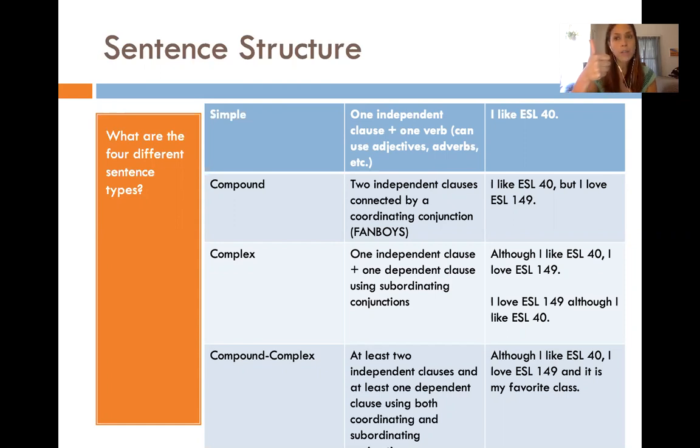Although I like ESL 40, dependent. I love ESL 149, independent. It is my favorite class, independent.